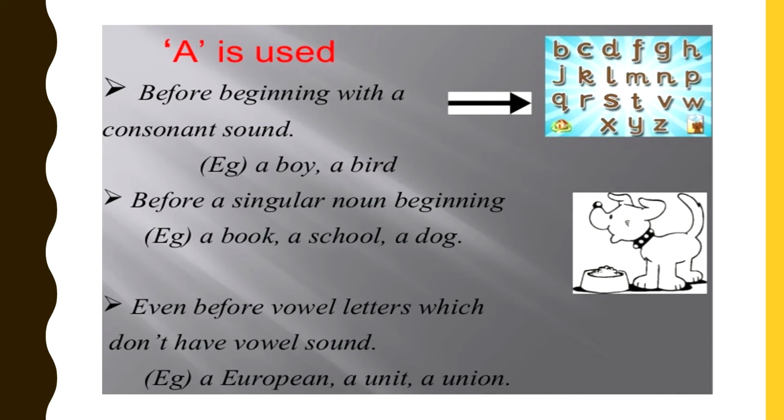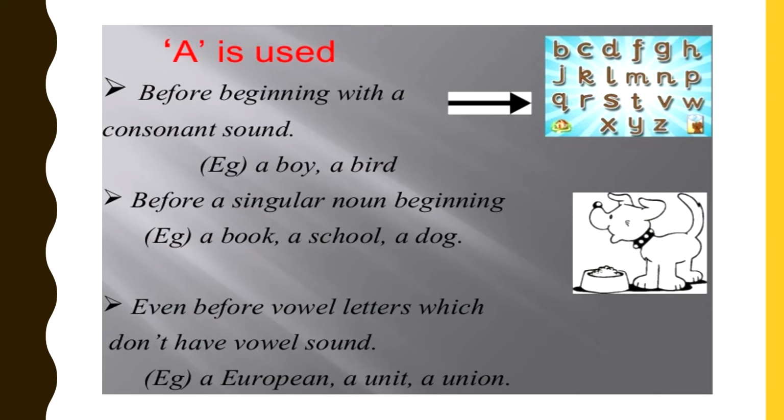In the same way, we have the word unit, because the sound of this vowel letter U is not a vowel sound. You should know that the letter U has the vowel sound as A, and here it is not that sound which is coming. The sound of unit is a consonant sound. That's why we are using the article a here.